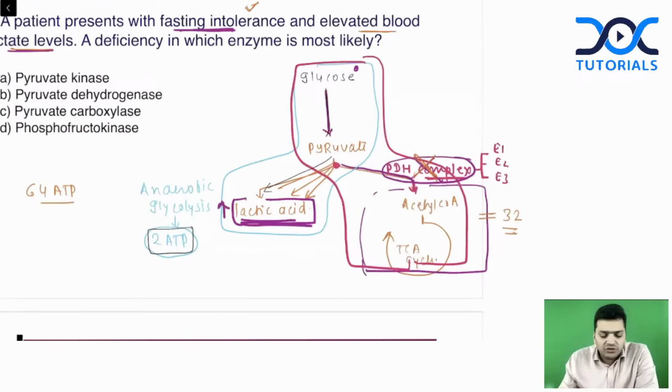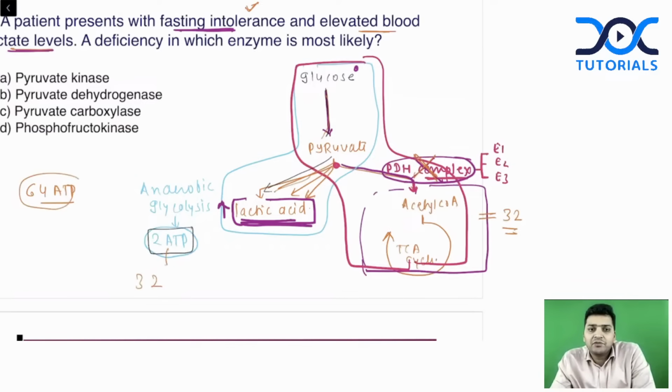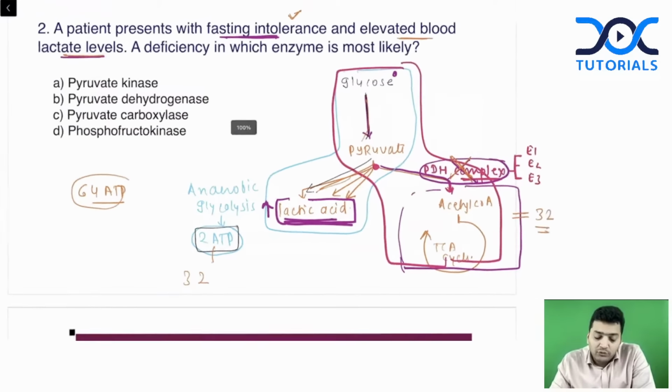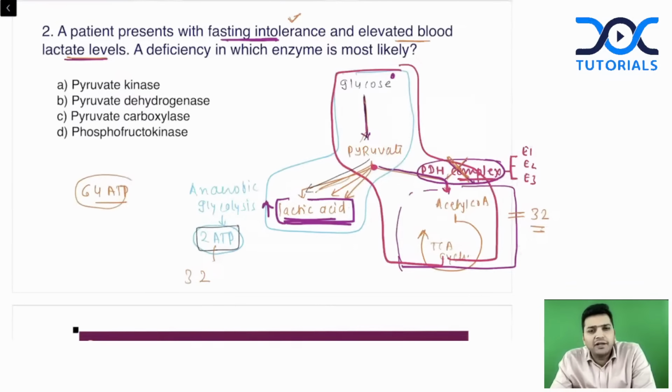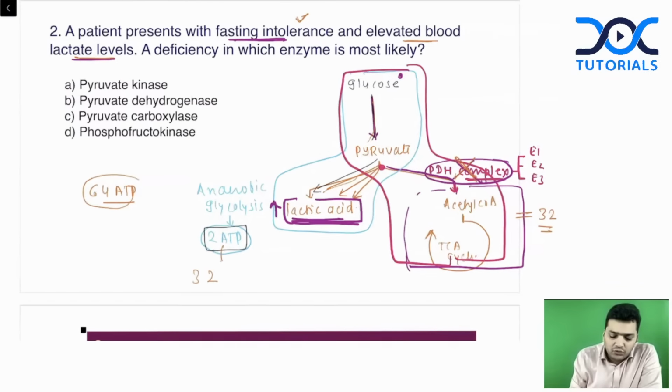But if I want to generate the same amount of ATP via the anaerobic process, then I will be requiring 32 molecules of glucose. Means there is going to be a significant consumption of glucose if we are doing anaerobic. And because this patient can only do the anaerobic, the glucose consumption happens very fast. So the patient is unable to tolerate the fasting state. And that is why the answer to this question is going to be the pyruvate dehydrogenase deficiency.